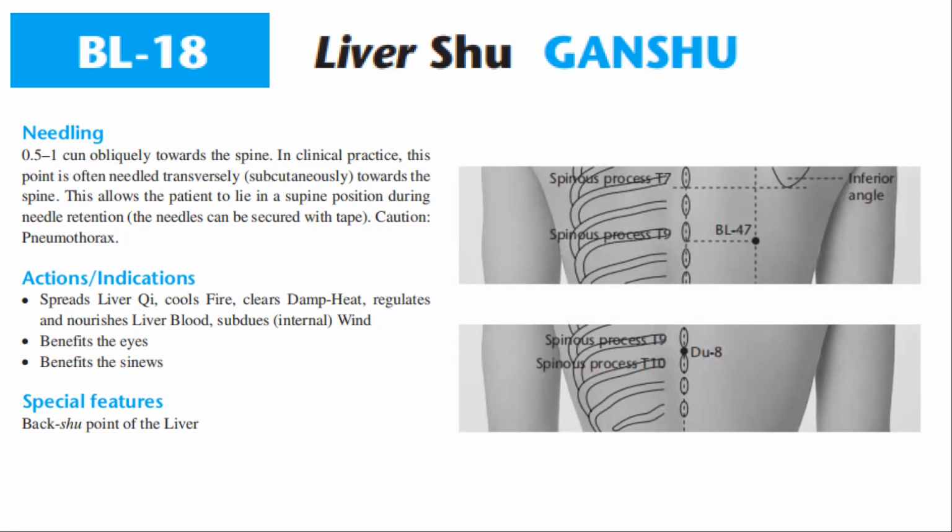For the action and indication, Bladder 18 spreads liver qi, cools fire, clears damp heat, regulates and nourishes liver blood, and subdues internal wind. It benefits the eyes and benefits the sinews. Special features: Bladder 18 is the Back-Shu point of the liver.